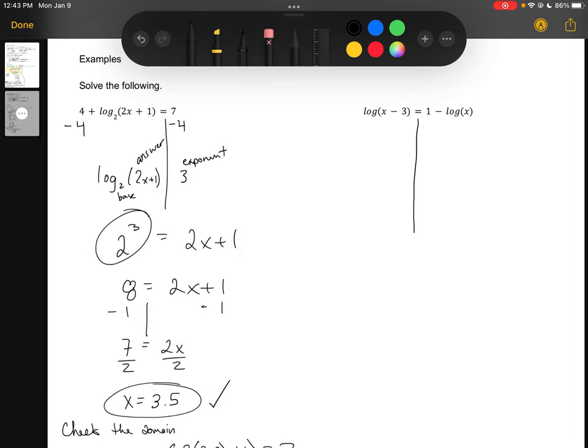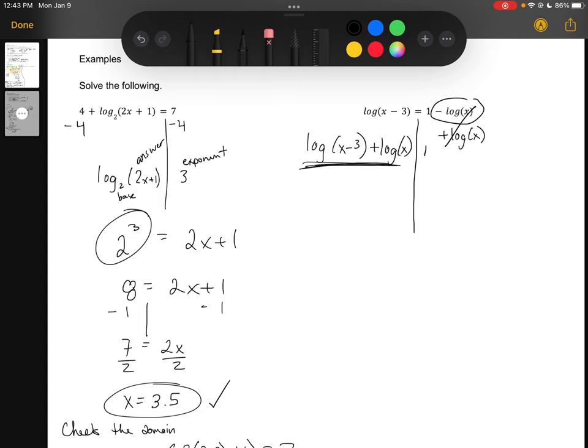We're happy. We checked it. 3.5 is in our domain. So similar idea here for the second one. So going through this one, I will do this one because it's a little bit of a tricky thing here. We want to get the logs on the same side. So if we have 2 logs or more than 1 log, any amount of logs, get them all over to the same side. So this will be our log side because we already have log of x minus 3 over here. So we want to take this log and we want to move it to the other side. So the opposite of minus log x is plus log x. And again, we'll do that on both sides. So this eliminates here and we're just left with 1 on the right side.